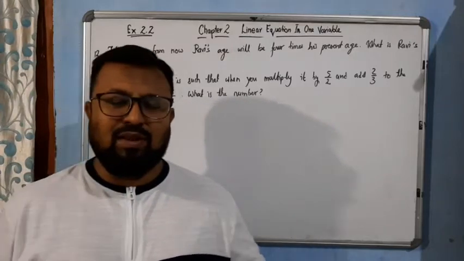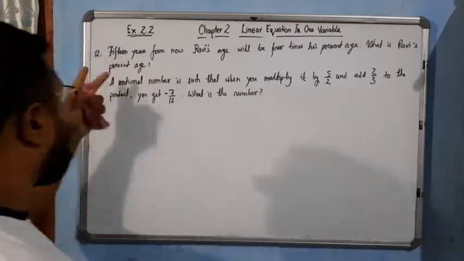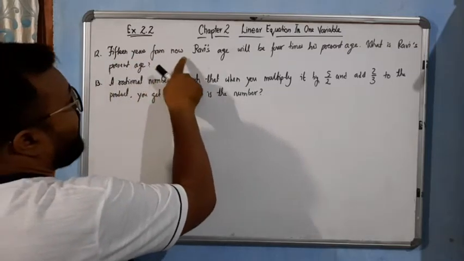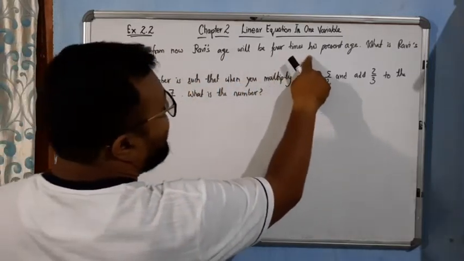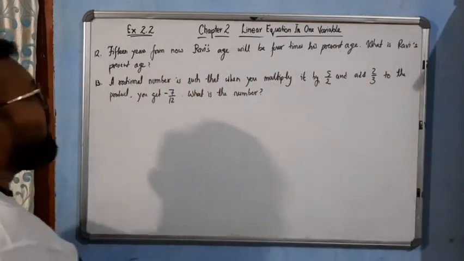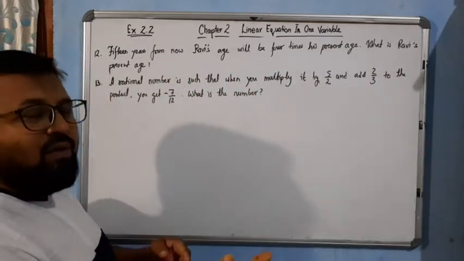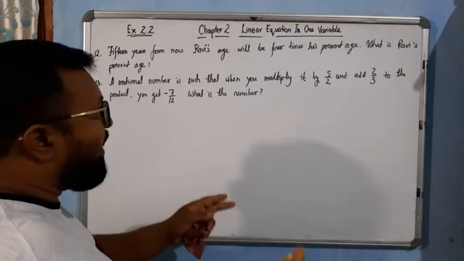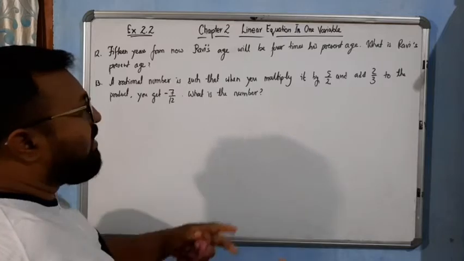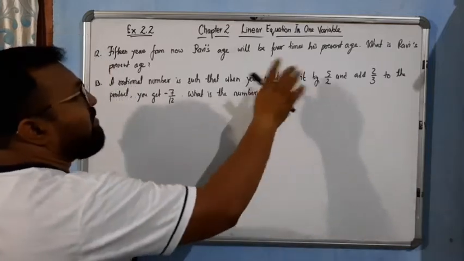Hello students, now come to the next question, question number 12 and 13. Question number 12 says that 15 years from now, Ravi's age will be 4 times his present age. So what is Ravi's present age? 15 years from now means whatever the age is right now, after 15 years, that age will be 4 times his present age.